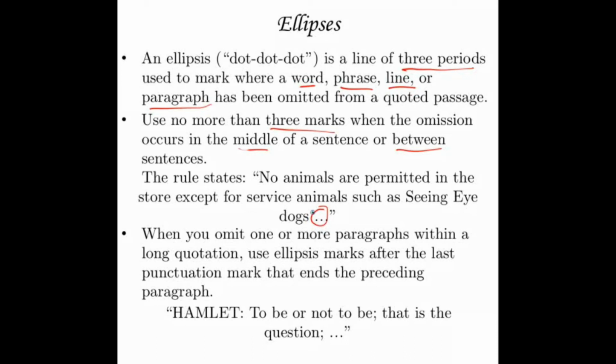You also use an ellipsis when you omit 1 or more paragraphs within a long quotation. And when you do that, use ellipsis marks after the last punctuation mark that ends the preceding paragraph. So, if we're quoting Hamlet's speech, the very famous soliloquy, to be or not to be, that is the question. It ends with a semicolon, and then just to indicate that the quotation went on after we stopped, we put the ellipsis after the punctuation mark to indicate there's more after this, we just haven't put it here.